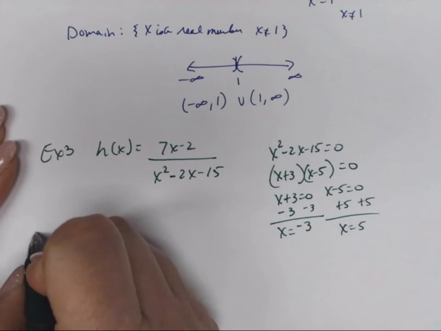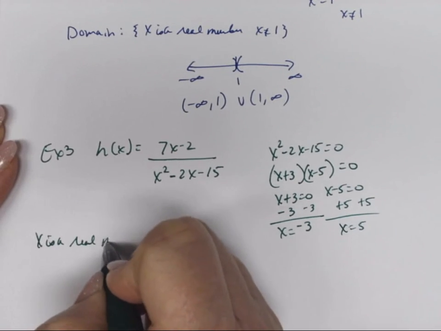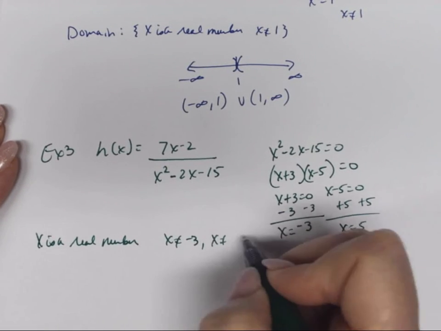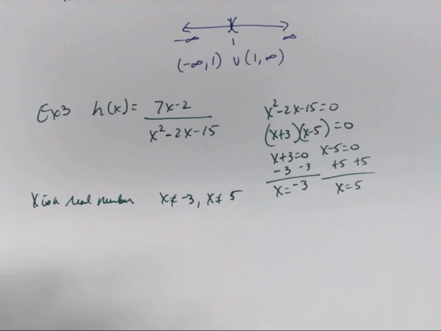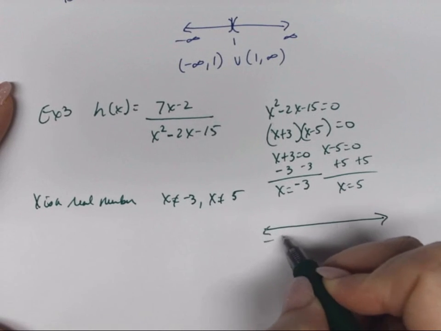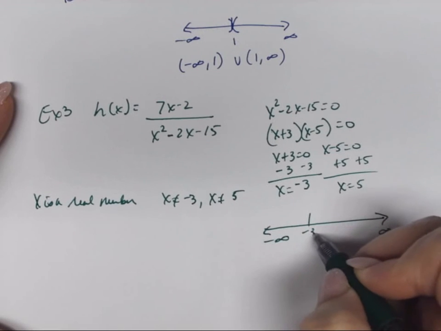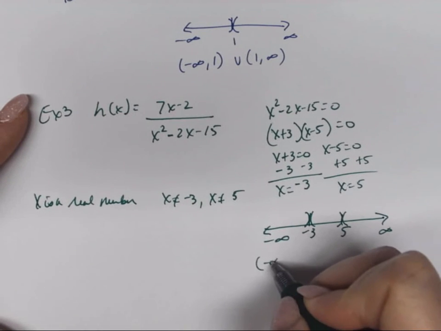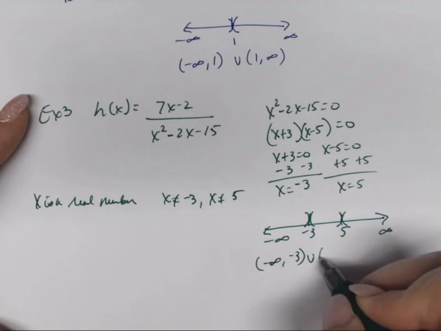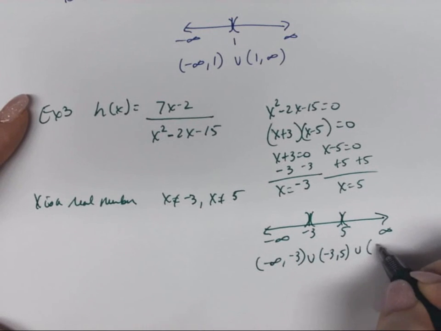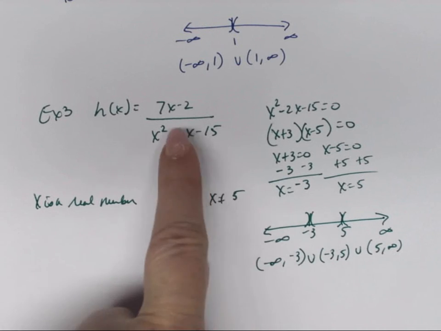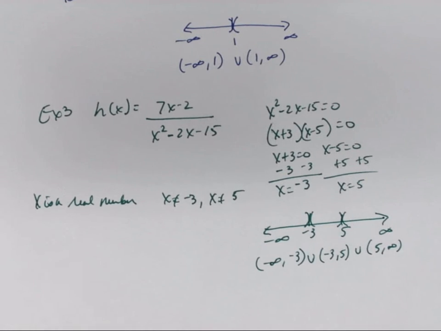If you're looking at x is a real number, x cannot equal negative 3, x cannot equal 5. If we're looking at interval notation, again, drawing a number line is usually the easiest way. It'll be everything but those two numbers: negative infinity to negative 3 union negative 3 to 5 union 5 to infinity. They all have parentheses because x can't equal any of those, since that would cause us to divide by 0. And that's how you find the domain of your rational functions.